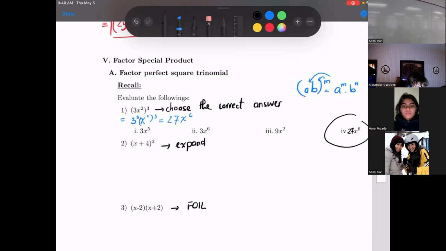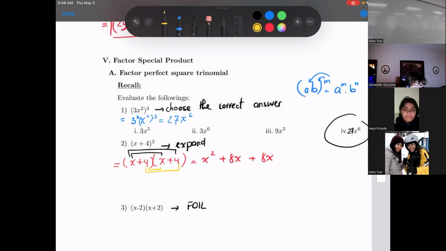All right, number 2, x plus 4 quantity squared. So that means you write it out twice, right? x plus 4 times x plus 4. And now you FOIL, right? So x times x, x squared. And then x times 4, plus 4x. What else? Yeah, plus 4x again, right? And then plus 4 times 4 is 16. And then combine like terms. Right here are like terms. So you got x squared plus 16x plus 16. Right?